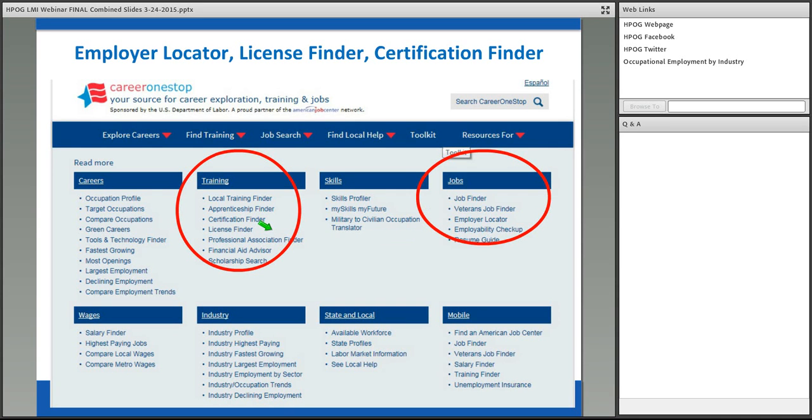So there are a lot of different tools on Career One Stop that are worth exploring. This is really just a brief overview, but we want you to know that it's definitely worth looking at labor market information, and we've tried to make it easy for you to find the information that you will need, and thank you for the opportunity to show this.